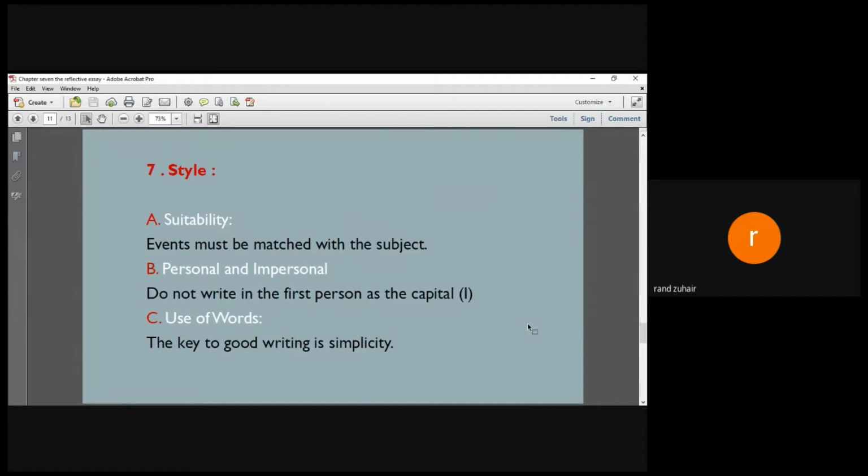Do not write in the first person as the capital I. Try to avoid the use of I and we, these pronouns. Without mentioning them, try to be more objective. C, use of words: the key to good writing is simplicity. The more simplicity there is in the use of sentences and words, the clearer it will be to the reader.